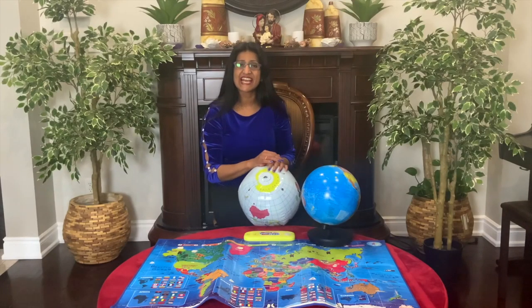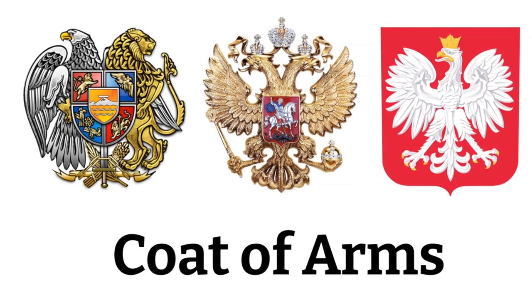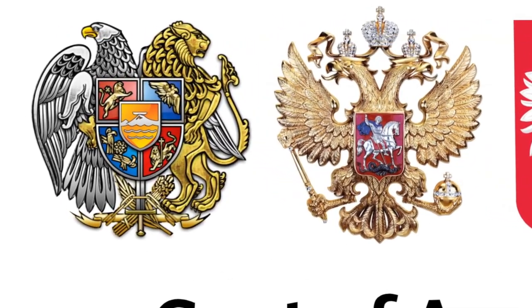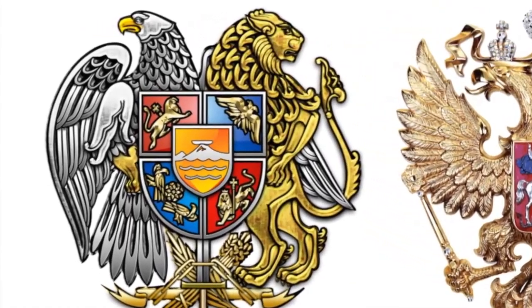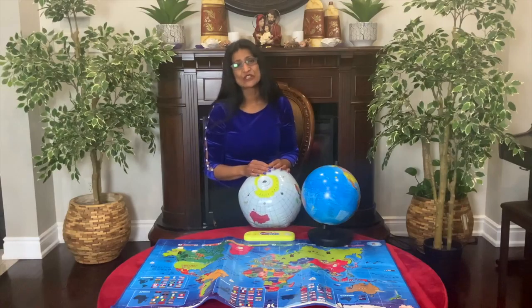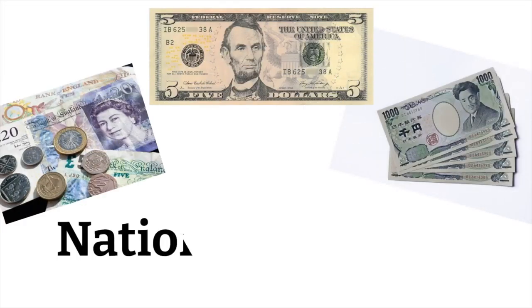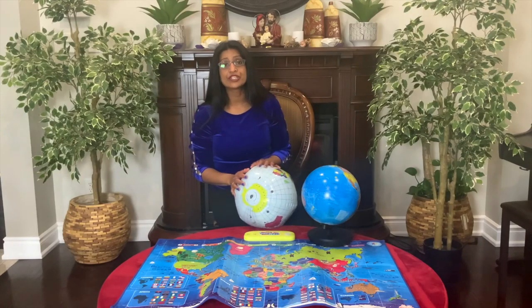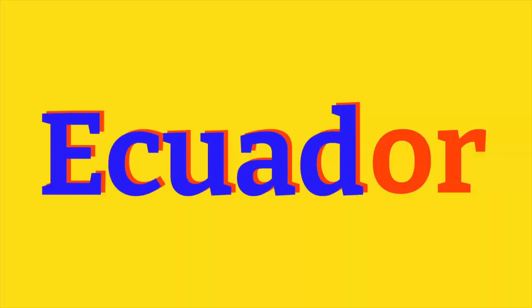Each country has its own flag. Countries have their own symbols called the coat of arms. The symbols in the coat of arms represent what the country stands for. Countries have one or more official languages. They also have their money called national currency. Today we're going to learn about the country Ecuador.